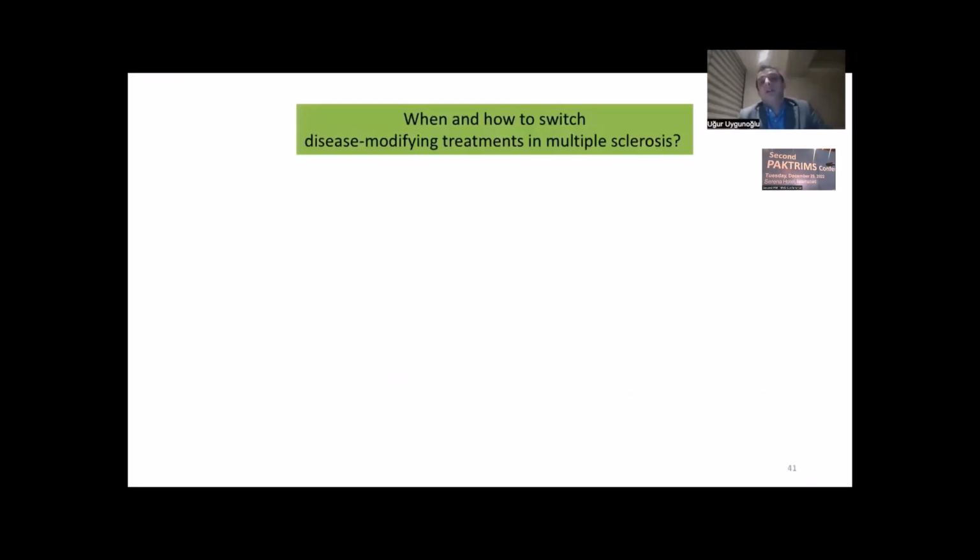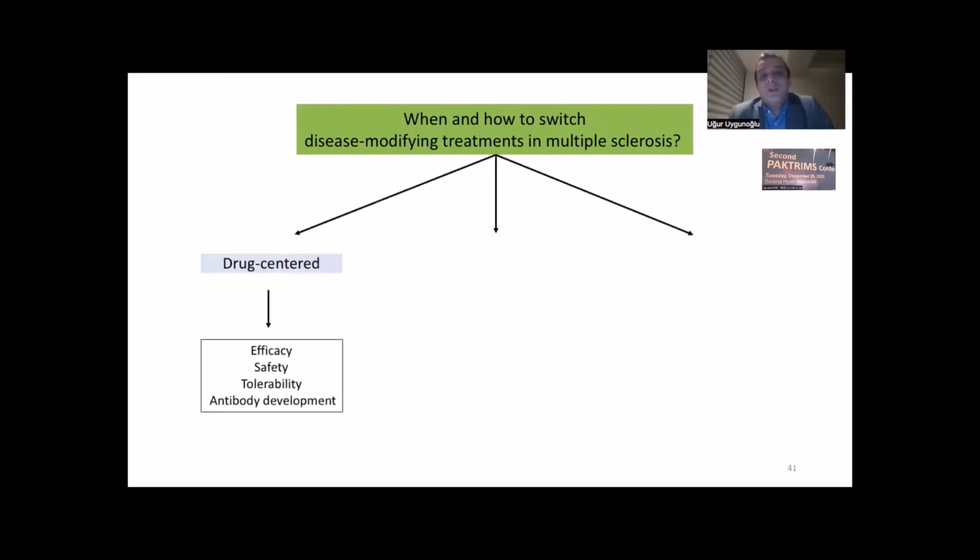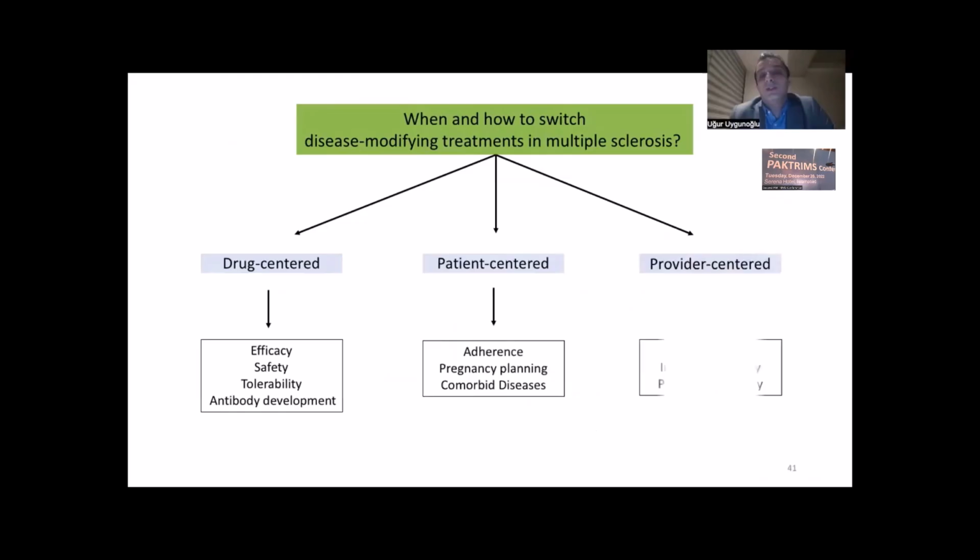Then the second question arises right now: if the first line drug or the second line drug fails, what should we do? When and how to switch these treatments in multiple sclerosis? There are three parts of the decision for switching the treatment: drug-centered, patient-centered, and provider-centered.